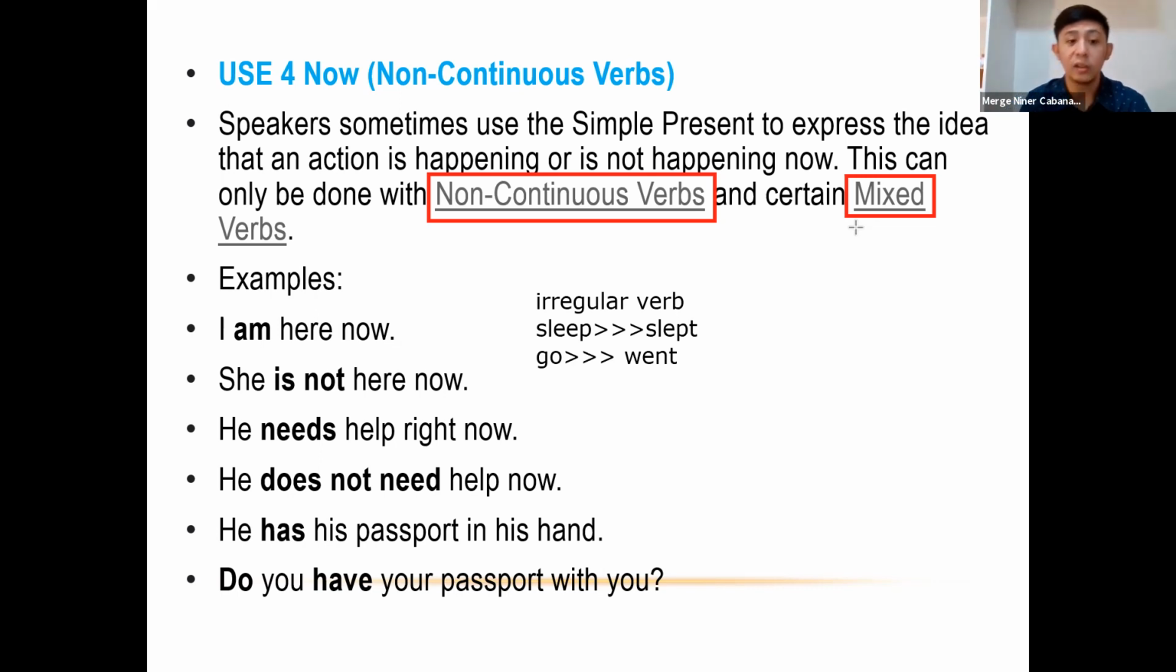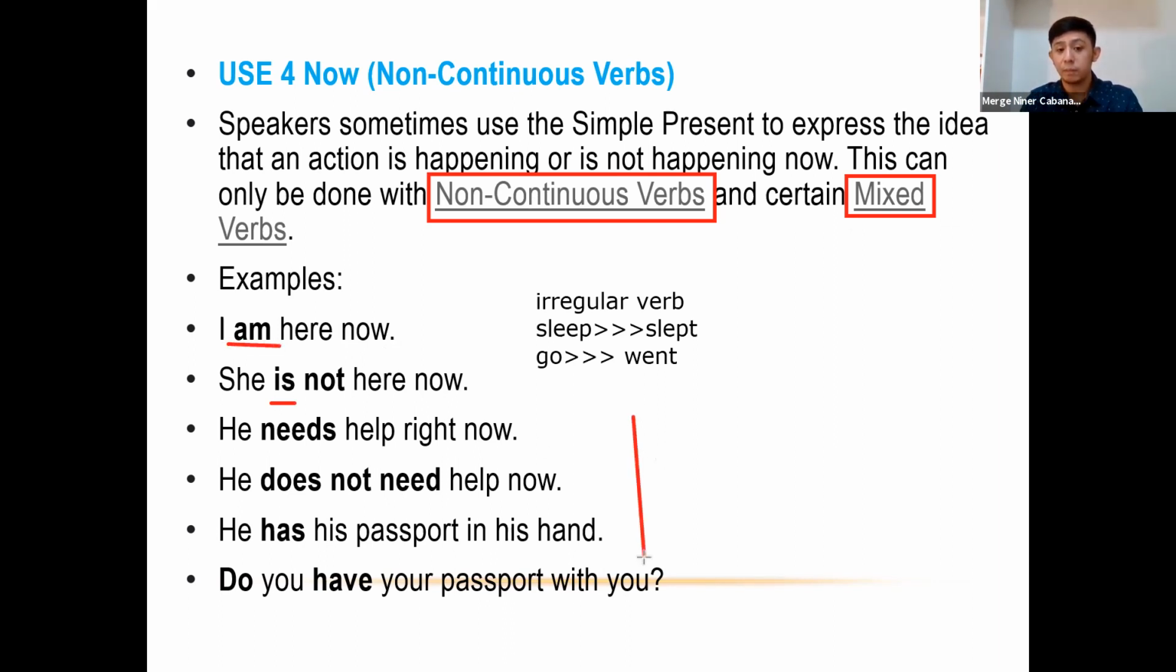I am here now. She is not here now. He needs help right now. He does not need help right now. He has his passport in his hand. Do you have your passport with you? As you can see, the non-continuous verbs and mixed verbs that we are using for this type of use number 4, with the use of now, is only using the be verb.